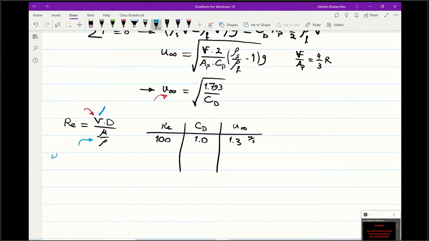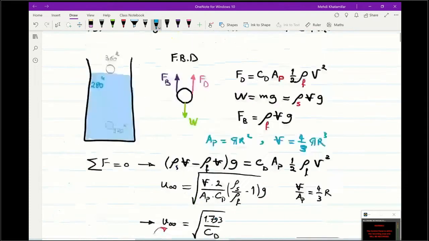Because nu is mu divided by rho, nu must be found at what temperature? At the film temperature, because the temperature is going to change and we have different temperatures. Remember, we talked about what the film temperature is. The film temperature is the average temperature between the surface temperature and T infinity. Okay, let's go back to the question.